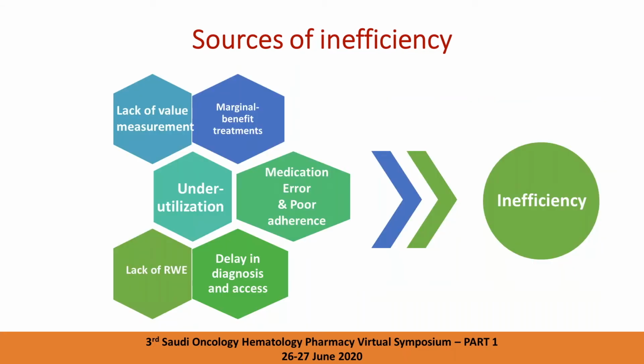So to summarize the first part of this lecture, the potential sources of inefficiency in the system can include lack of value assessment through the use of economic data, the use of limited or marginal benefit treatments, the underutilization or sometimes unnecessary overutilization of services, the medication errors and poor adherence, the lack of real-world evidence, and the delay in diagnosis and access.